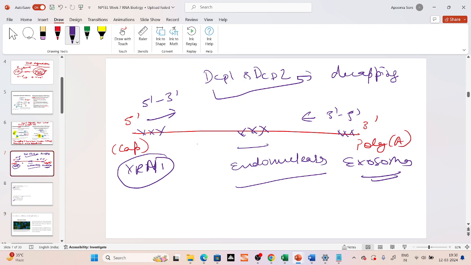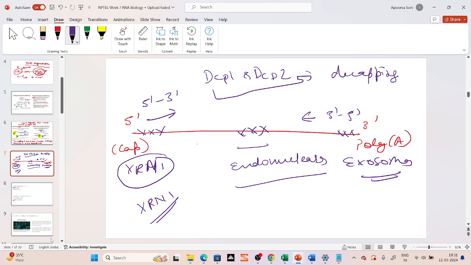Sorry for my bad handwriting, but this is given in your notes also. This is XRN1. At the 3 prime end, what is cleaving? Exosome. And which enzyme complex is responsible for the decapping of the 5 prime cap? DCP1 and DCP2. From the name itself, you can see decapping, DCP.